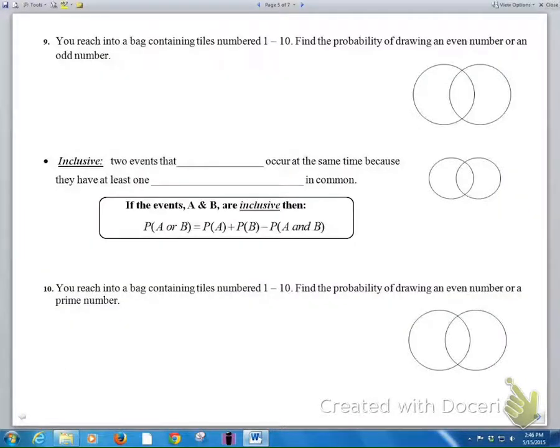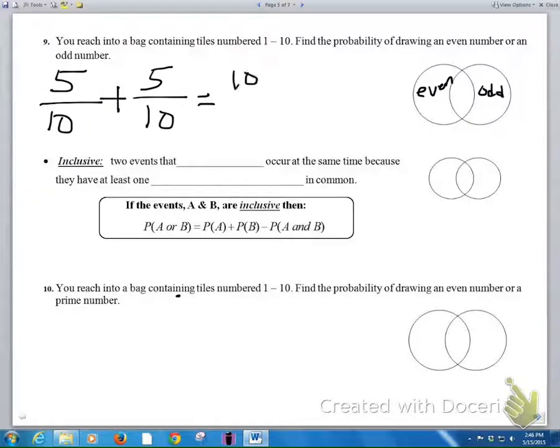So you reach into a bag containing tiles of 1 through 10. Find the probability of drawing an even number or an odd number. So you've got even numbers and odd numbers. There's 5 even and 5 odd. You add it together. It's 1 is the probability there.